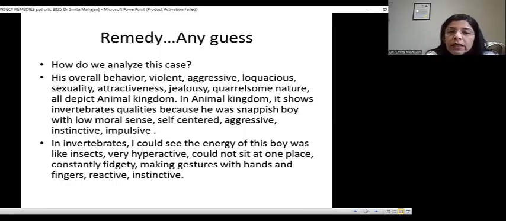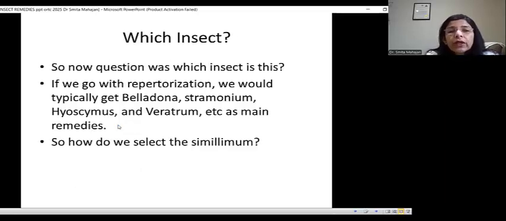In invertebrates, I could see the energy of the boy was like insects because he was very hyperactive. He was not sitting at one place. He was constantly fidgeting. He was making gestures with the hands, fingers, and reactive and instinctive. So now the question was which insect shall we give? And when we go to repertorization, we would typically get Belladonna, Stramonium, Hyoscyamus, Veratrum, etc. were showing as the main remedies. So how do we select the simillimum?